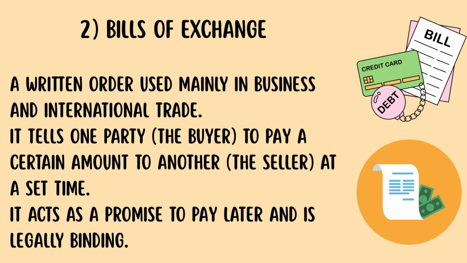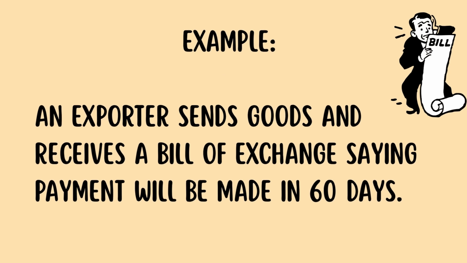2. Bills of exchange. A written order used mainly in business and international trade. It tells one party, the buyer, to pay a certain amount to another, the seller, at a set time. It acts as a promise to pay later and is legally binding. Here's an example. An exporter sends goods and receives a bill of exchange saying payment will be made in 60 days.